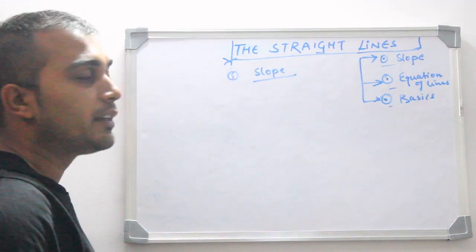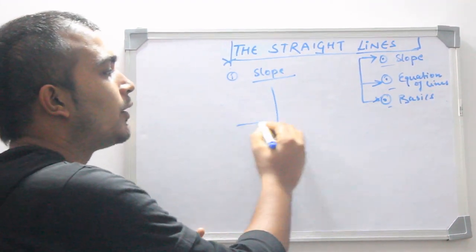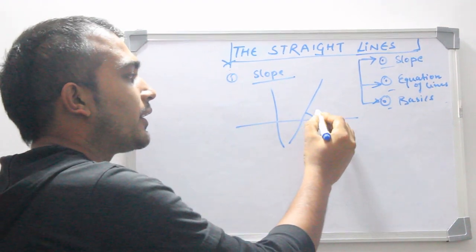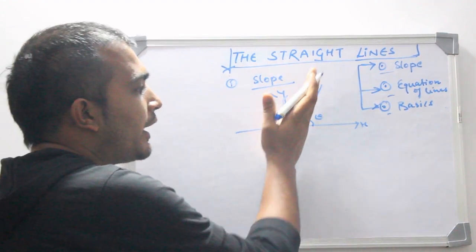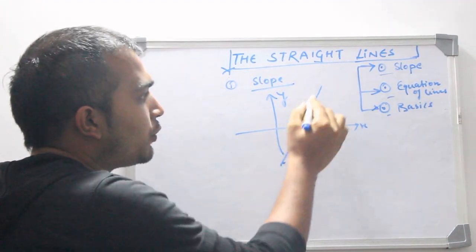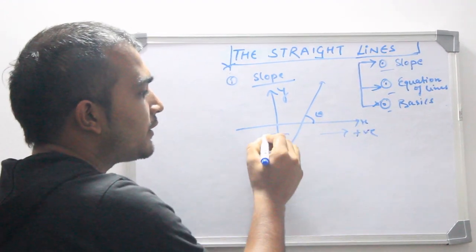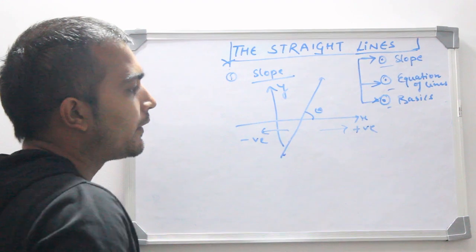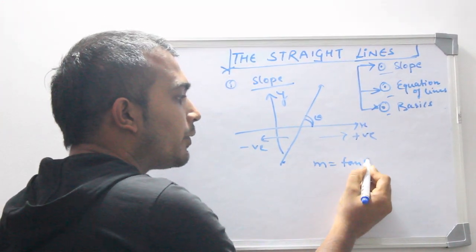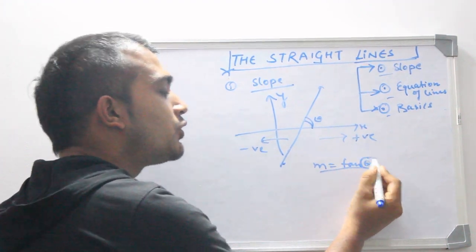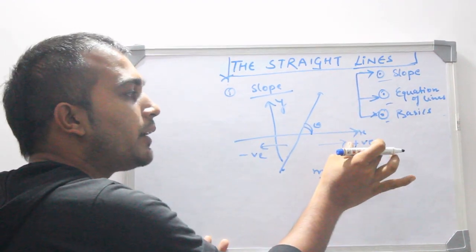Slope of any given line is given by tangent of the theta it makes with the positive x-axis. Say this is the x-axis and this is the y-axis. Now this line will divide the whole graph into two parts. So this is one part, this is another part. This is the positive x-axis side and this is the negative x-axis side. So slope is nothing but tan of theta. And this theta should be the angle the line makes with the positive x-axis.